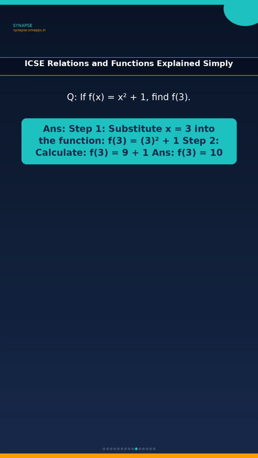Let's do a quick example. If f(x) = x² + 1, find f(3). First, substitute x = 3 into the function, f(3) = 3² + 1. Then, calculate, f(3) = 9 + 1. So, f(3) = 10. See how simple that is?